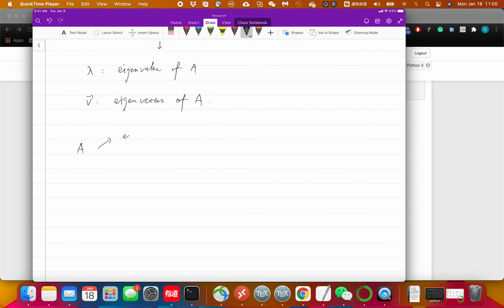Given A, find the eigenvalue lambda and find the eigenvector V. Then you will be able to combine them to give you the solution e to the lambda t, V. That will give you the straight line solution.